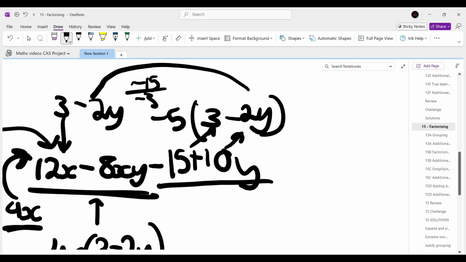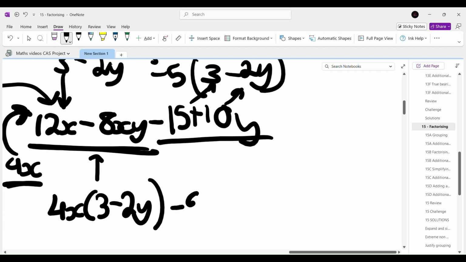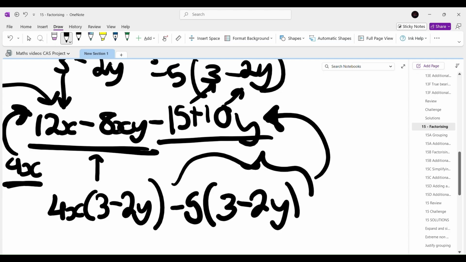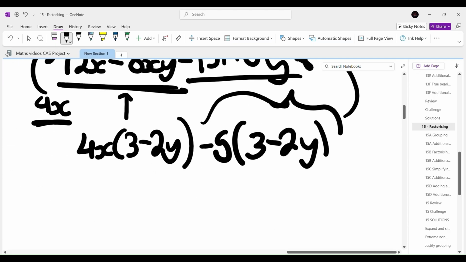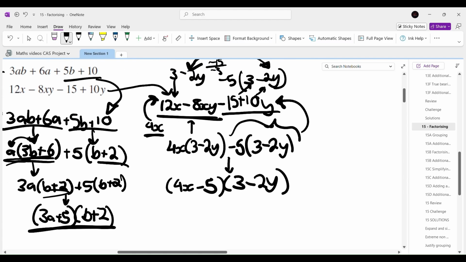And look, this is the same factor shared between these two. So we can do minus 5 times this, because this individual segment will give us back minus 15 plus 10y, as you can see. So our simplification right here is now 4x minus 5 times 3 minus 2y. I hope you understood that.